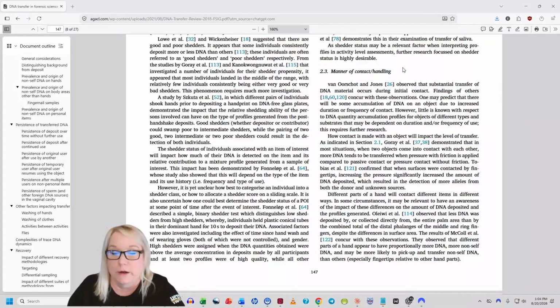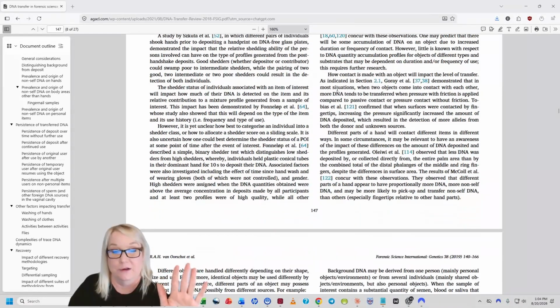The results of McCall et al. concur with these observations. They observed that different parts of a hand appear to have proportionally more DNA, more non-self DNA, meaning DNA you're carrying from other people, and may be more likely to pick up and transfer non-self DNA than others, especially fingertips relative to other hand parts. And this could get really gross, thinking about people's DNA and all kinds of other nasty stuff on your hands. Always wash your hands, but we're going to keep going. It could be kind of gross.